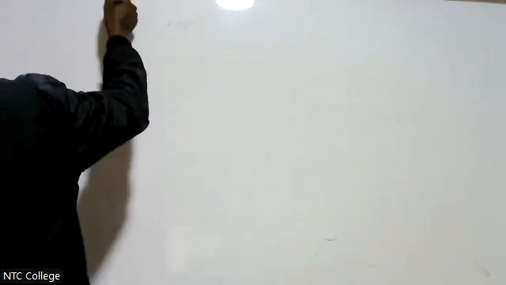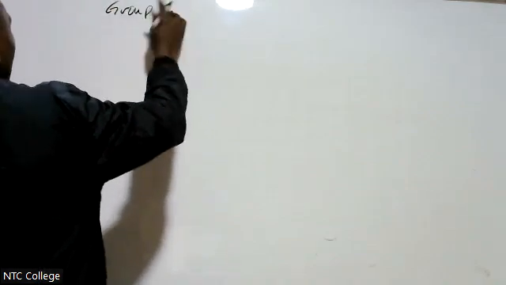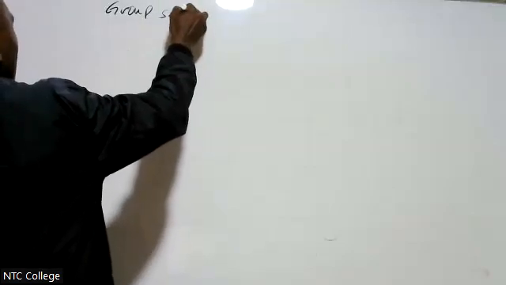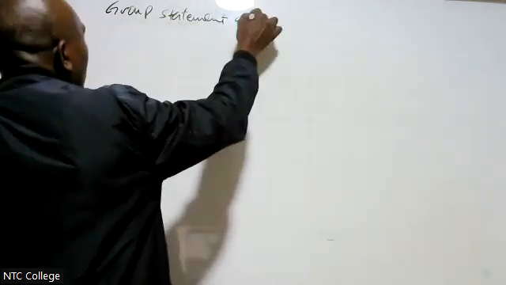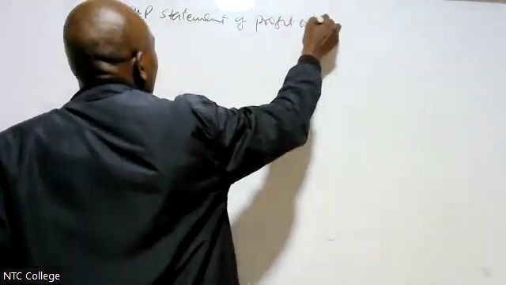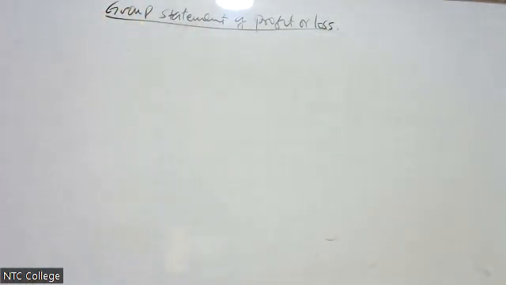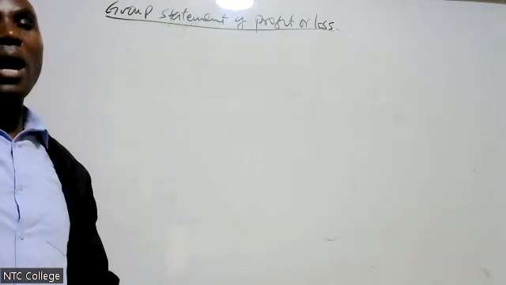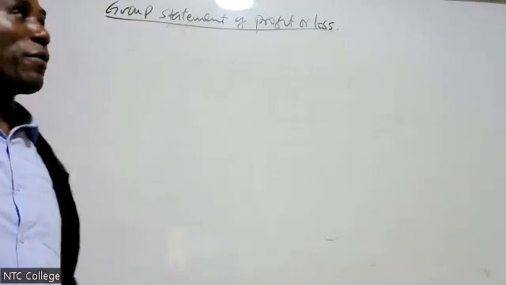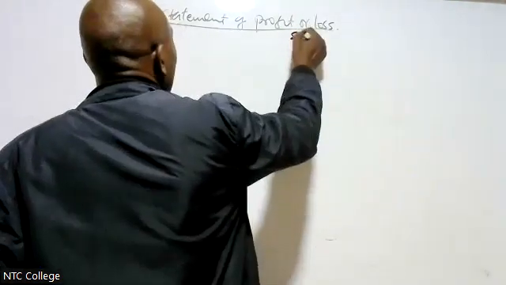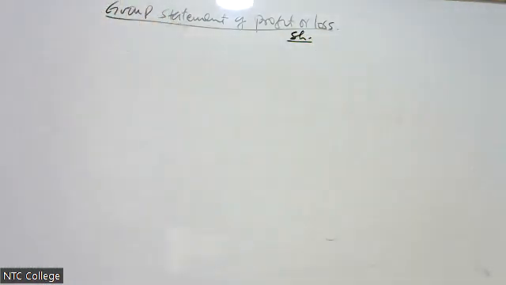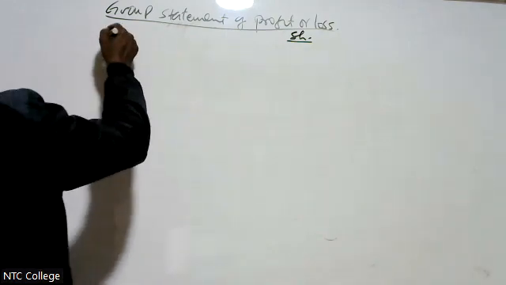Then let's discuss the group statement of profit or loss. Now, I just want to give you the format of how you prepare the group statement of profit or loss. Therefore, I say here, shillings. We begin with revenue.